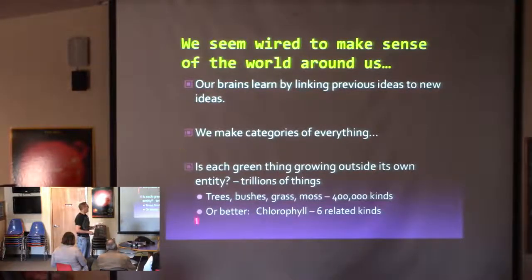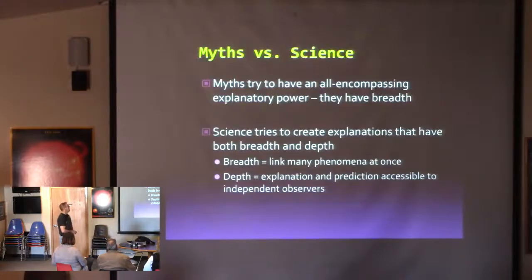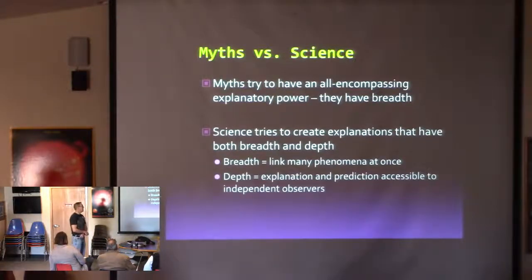Well, if you categorize further to chlorophyll being the process that makes plants green, now you're down to 6 types of chlorophyll on Earth. So that's a much greater simplification. So we do that, and it seems to serve us well.